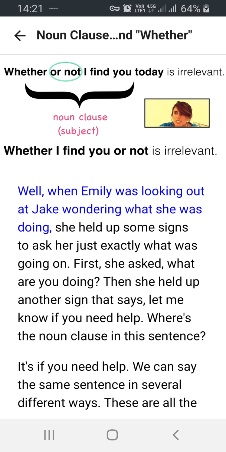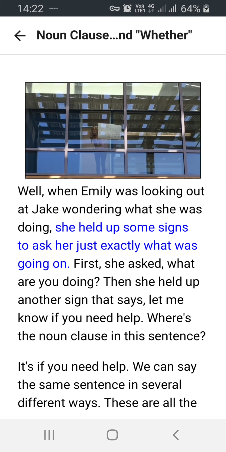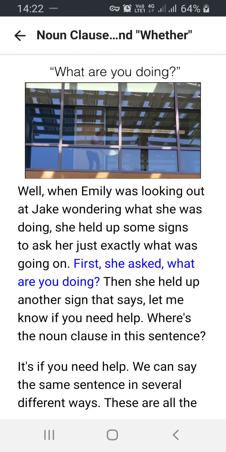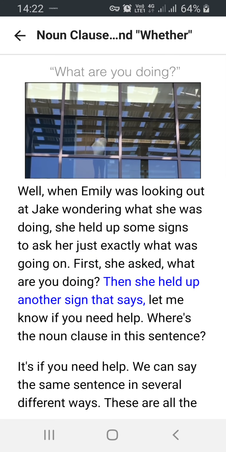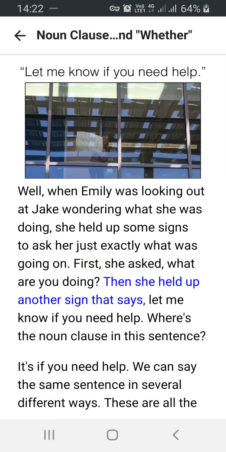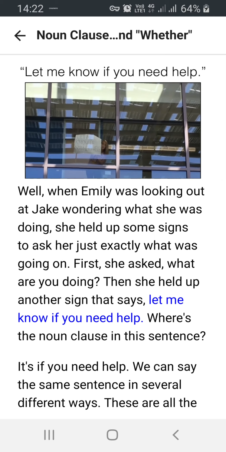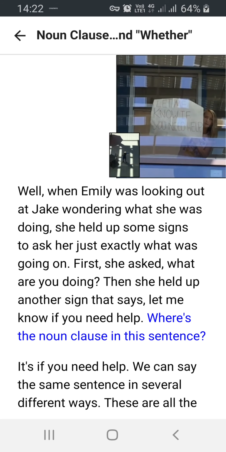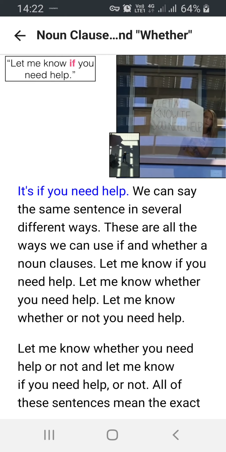Okay, well, when Emily was looking out at Jake, wondering what she was doing, she held up some signs to ask her just exactly what was going on. First, she asked, "What are you doing?" Then she held up another sign that says, "Let me know if you need help." Where's the noun clause in this sentence? It's if you need help.